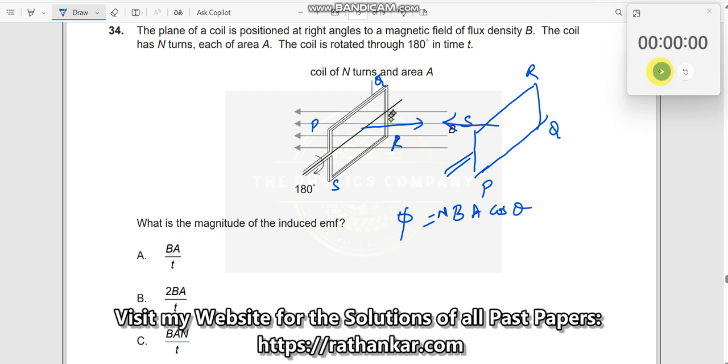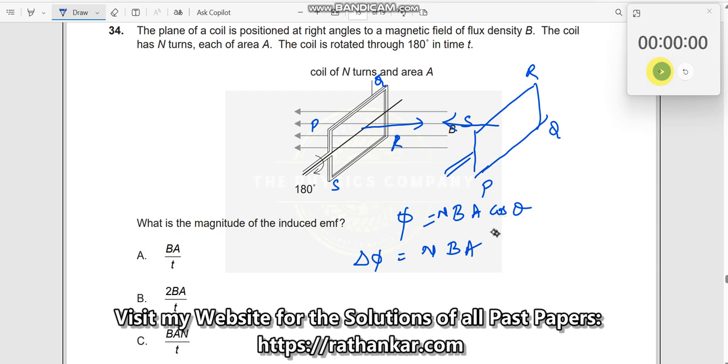Now, how do I get an induced EMF on rotating this? Which means your delta phi should change. How does it change? Upon rotating, does the value of n change? N does not change. Does B change? No, B does not change. Same magnetic field. Area also does not change. But the orientation of this area vector changes over here, right?